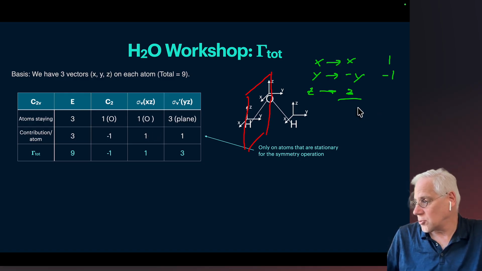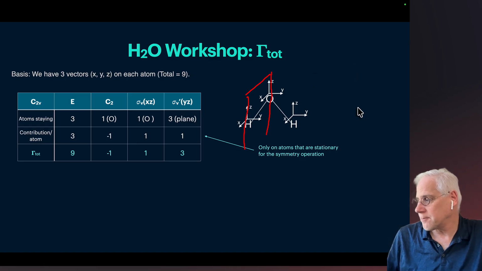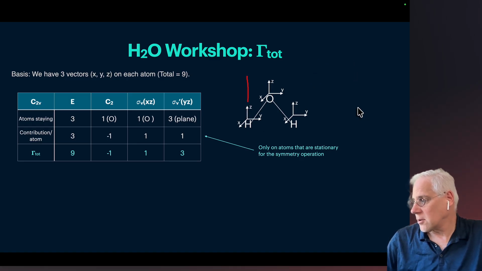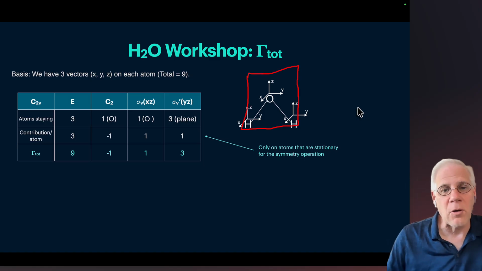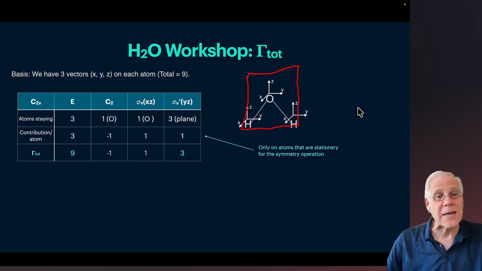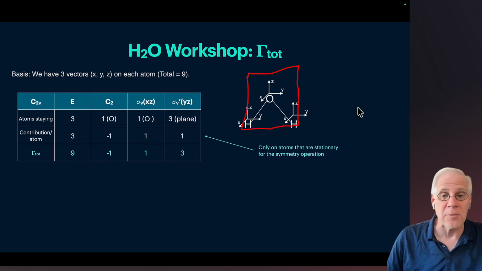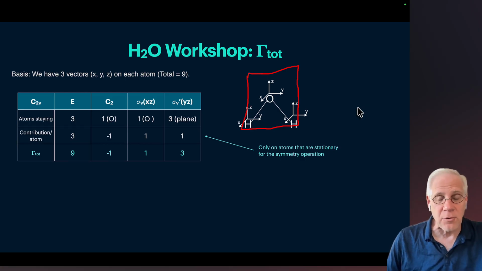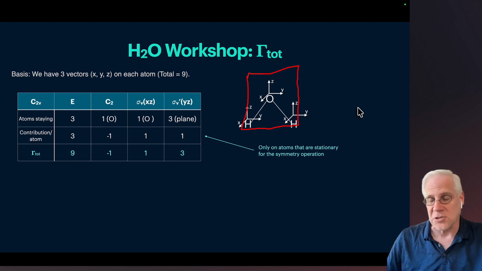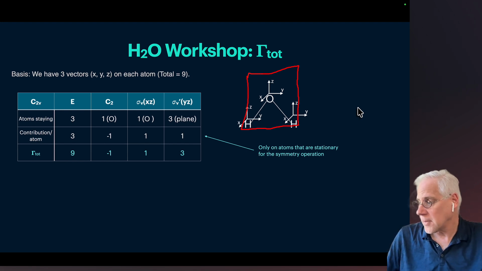Now if we go to our next mirror plane, our sigma V prime, I've got a mirror in the plane here. Again, this affects all 3 atoms, but since the line just says contribution per atom, I can choose any of the atoms. They'll all be exactly the same. They have the exact same axes. They're reflecting through the exact same plane, so it wouldn't matter which one I choose. We'll just choose the oxygen again.